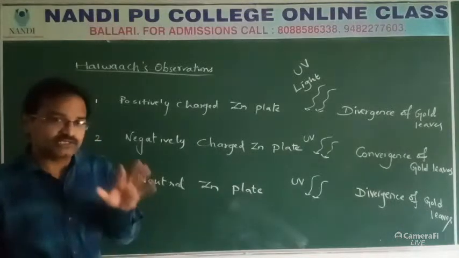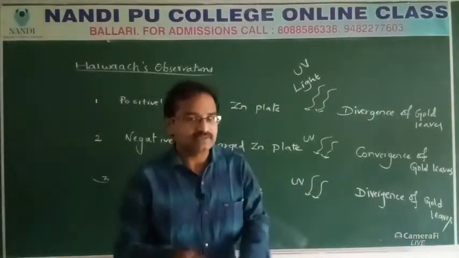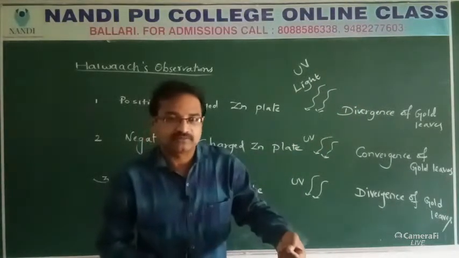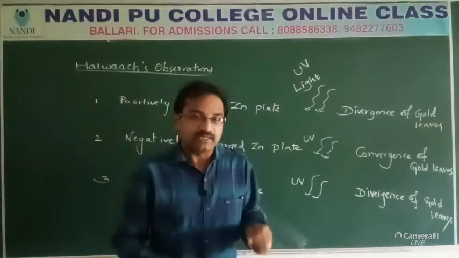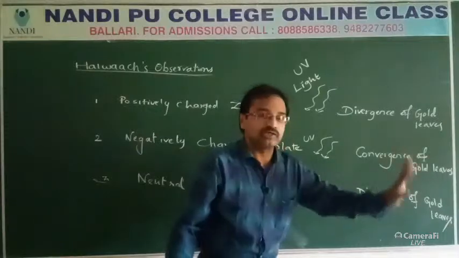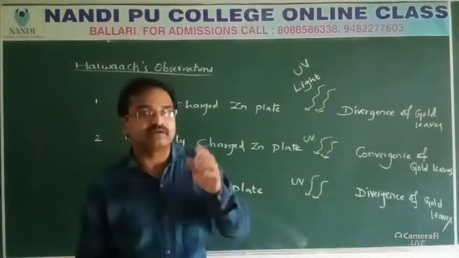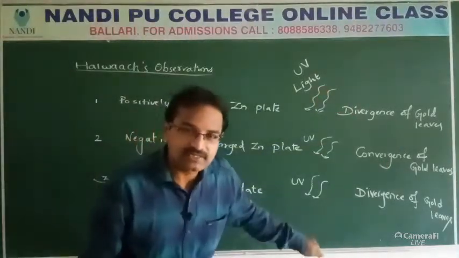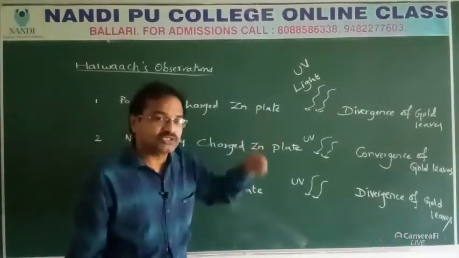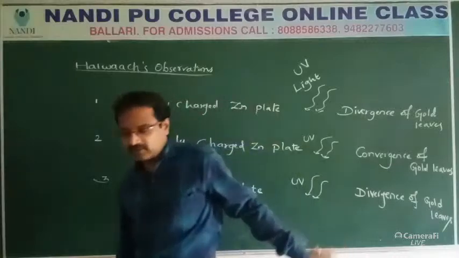Now the third case, a neutral zinc plate. When light is incident on that, there is no divergence and no convergence initially; the two gold leaves hang like this. The moment light is incident on the neutral plate, it loses negative charges, so it gains positive charge. The two leaves gain positive charge, so they repel again. Divergence of gold leaves. Later, after the discovery of the electron in 1897, they concluded these negative charges are nothing but electrons. So when ultraviolet light is incident on a zinc plate, a metal plate, emission of electrons takes place, which is called photoelectric effect. Okay children, this is a 3 marks question.